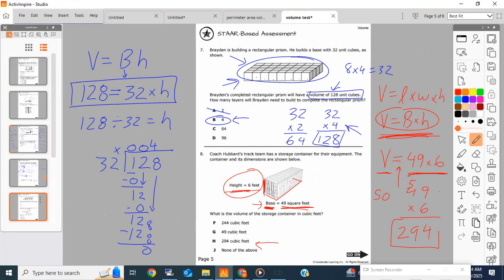So this isn't hard stuff. The hardest thing really is the multiplication. Got to find the formula. Got to read the problem. Got to substitute in the numbers for the letters, for the variables, and then do the math, the multiplication.